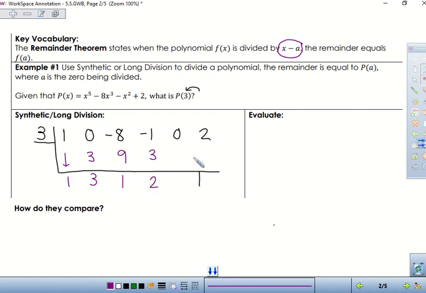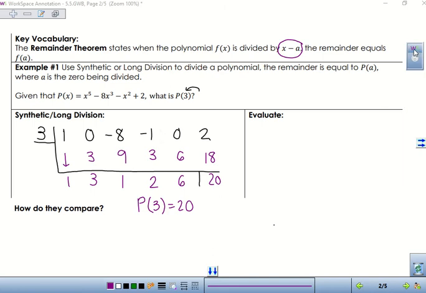Combine, multiply, combine, multiply, and I get 20. So what that means is p of 3 is equal to 20. So the main thing you need to know here is, yeah, what's up? So since we did synthetic division, do we have to do long division? Yep, you remember yesterday when I talked about when you still have to do long division? When it's not in this format right here, you still are going to have to do long division. If it's like x squared that you're dividing by, if it's not x minus or plus a number, yeah.